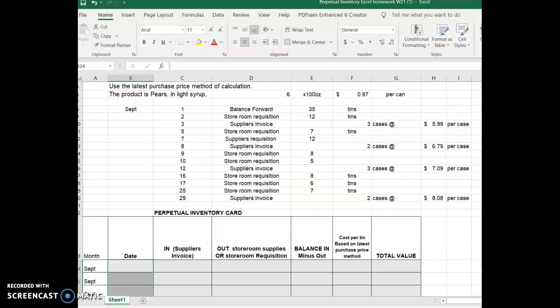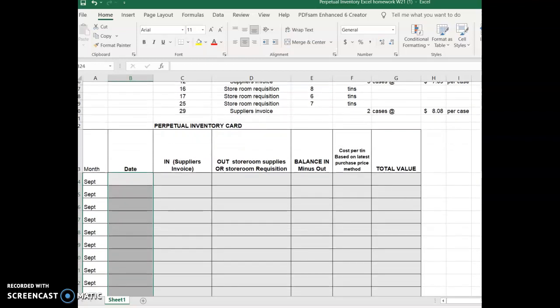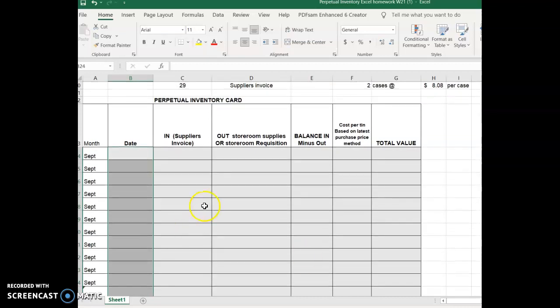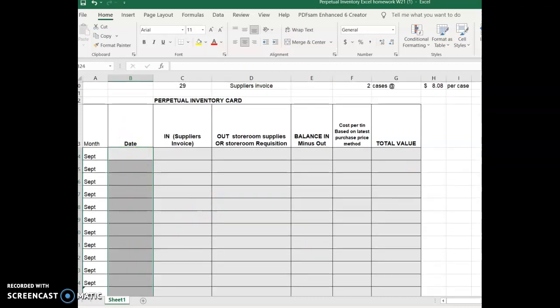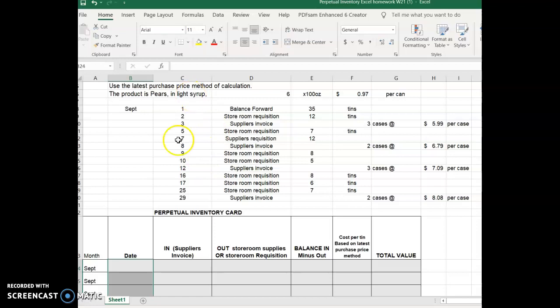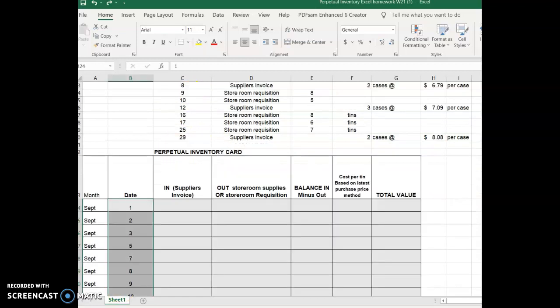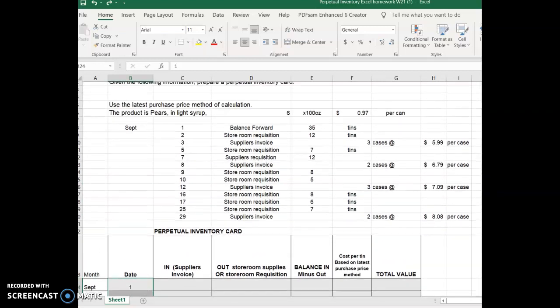So let's get started. This is our Perpetual Inventory Card, and the first thing you want to do is put in your dates. So we're just going to copy these into here. Now that our dates for September are copied in, we can start.